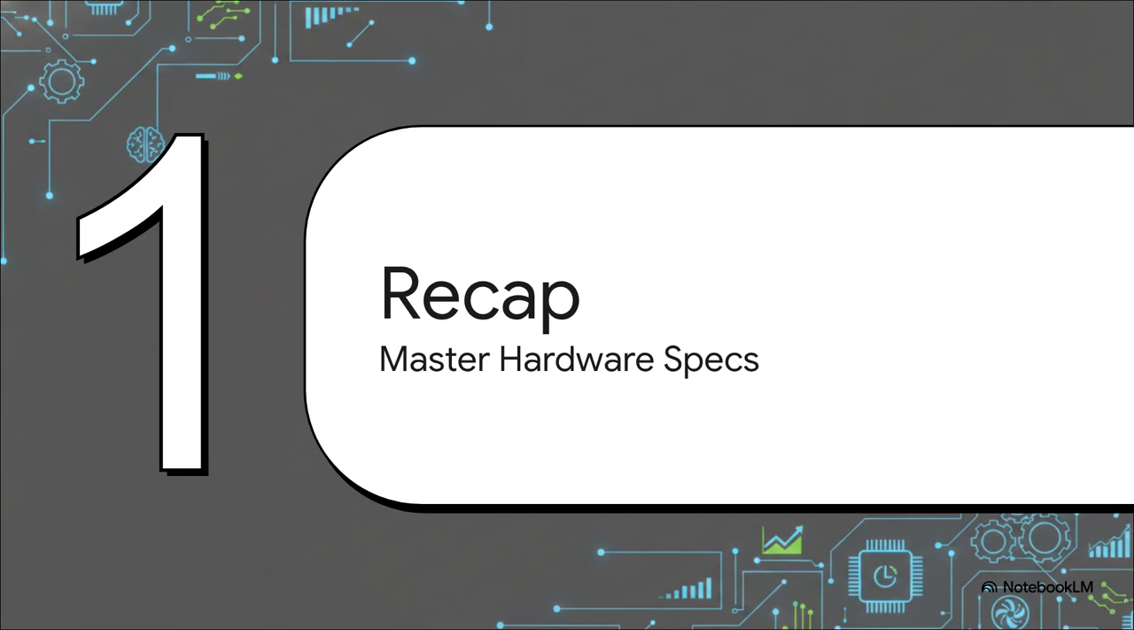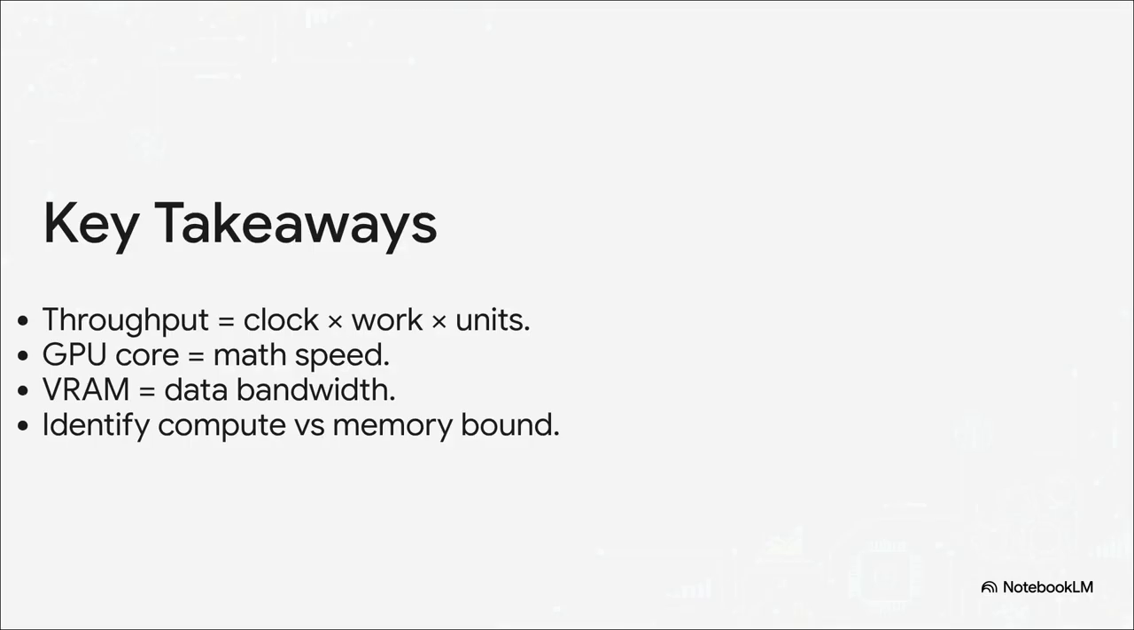Okay, let's wrap this up. Recap: master your hardware specs. Let's lock in the key takeaways. Here are the 4 big things you need to remember. 1. Throughput is always a formula of clock speed, work per cycle, and parallel units. 2. The GPU core clock handles your math speed. 3. The VRAM clock handles your data bandwidth. And 4, the most important one: whenever you are optimizing, your very first step must be identifying whether your workload is compute-bound or memory-bound. Match your hardware to your specific bottleneck.